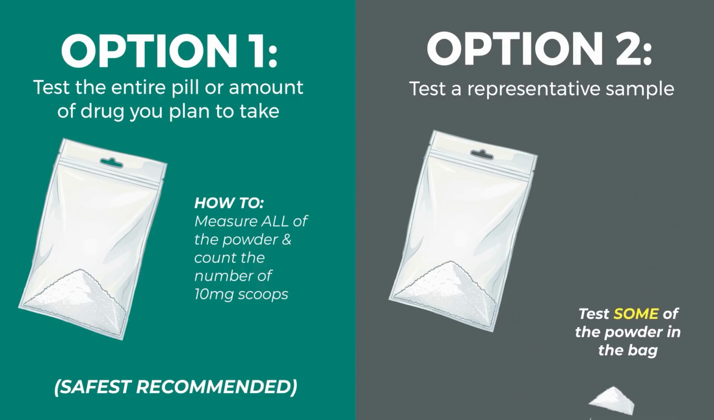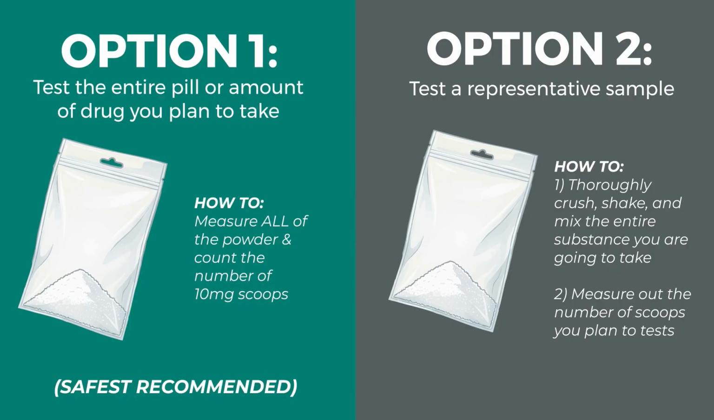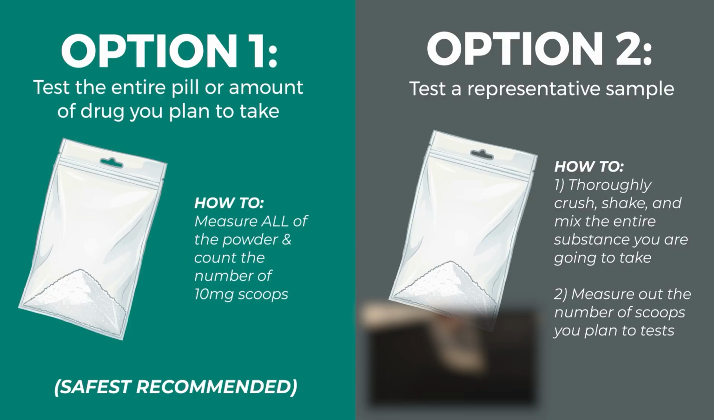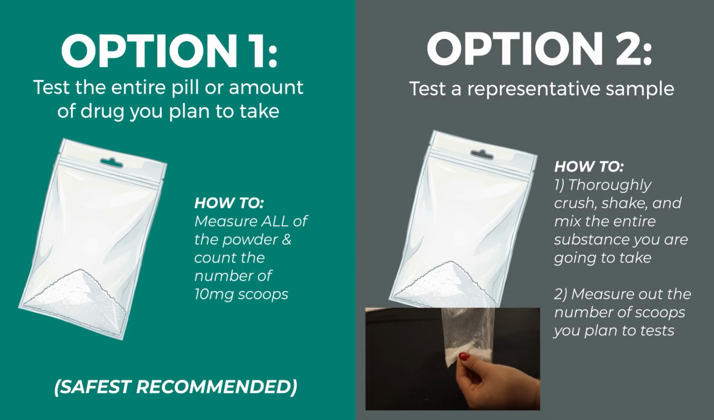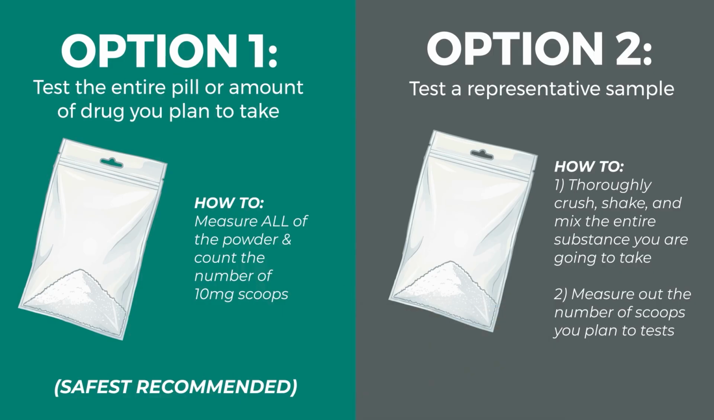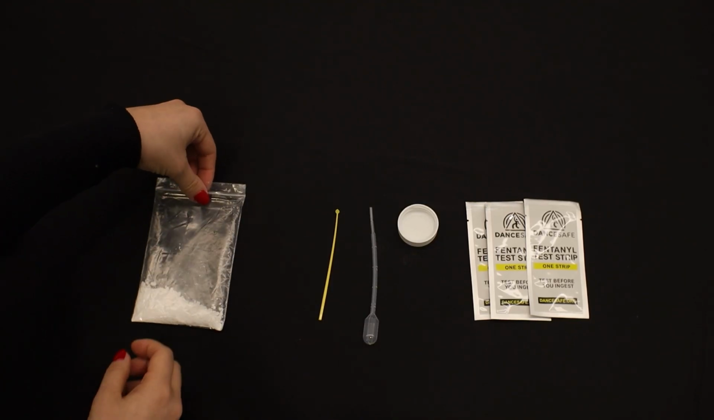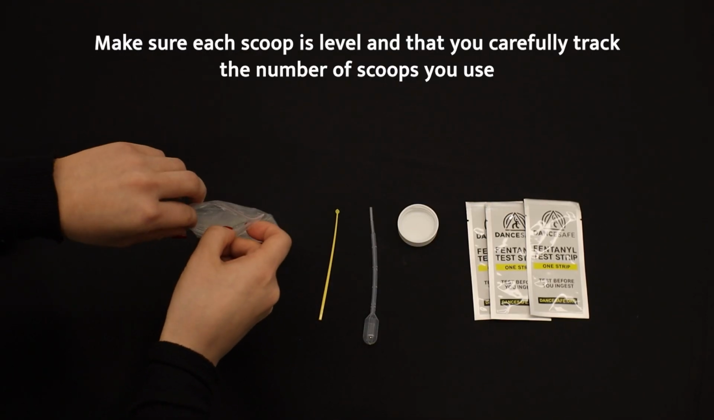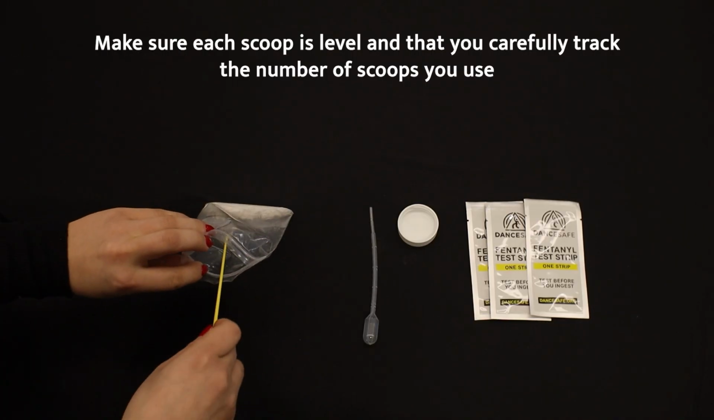While we do not recommend it, if you want to test a representative sample, make sure to have thoroughly crushed, shaken, and mixed the entire drug you plan to take, so any potential fentanyl is evenly distributed. Next, measure out the number of scoops from the powder you plan to test. This method is considered less safe and accurate. Remember, for both methods, make sure each scoop is level and that you carefully track the number of scoops you use.